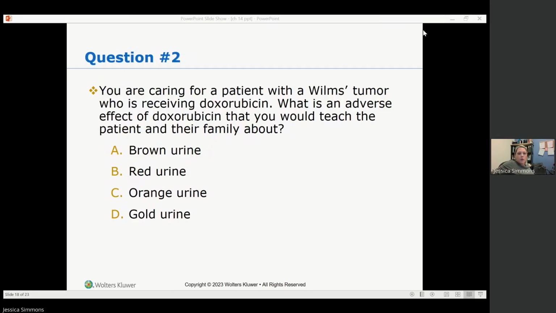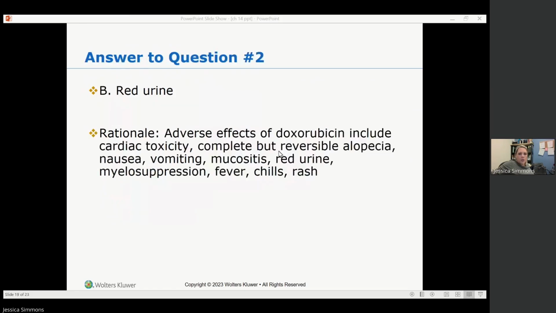I hate when they put the question before the content. So you're caring for a patient with a Wilms tumor who is receiving doxorubicin. What is an adverse effect of doxorubicin that you would teach the patient and their family about? So that would include red urine. Adverse effects of doxorubicin include cardiac toxicity, complete but reversible alopecia, nausea, vomiting, mucositis, red urine, myelosuppression, which is bone marrow suppression, fever, chills, and rash.